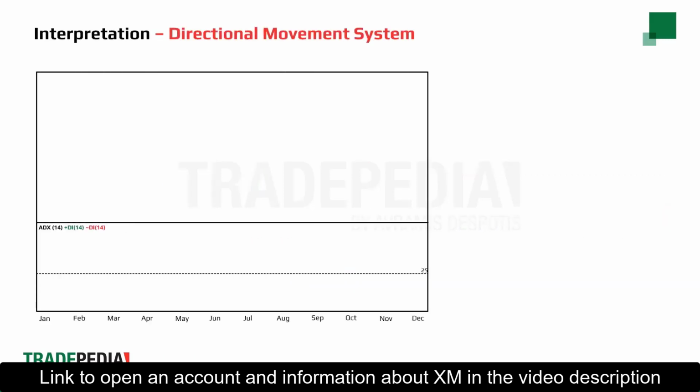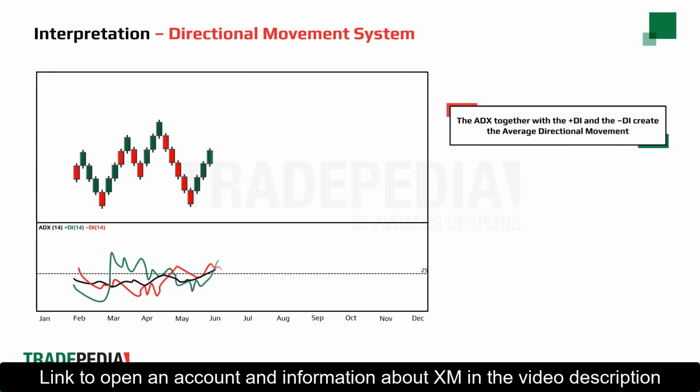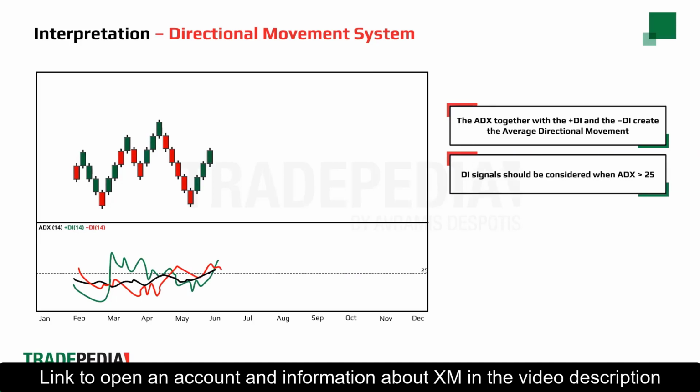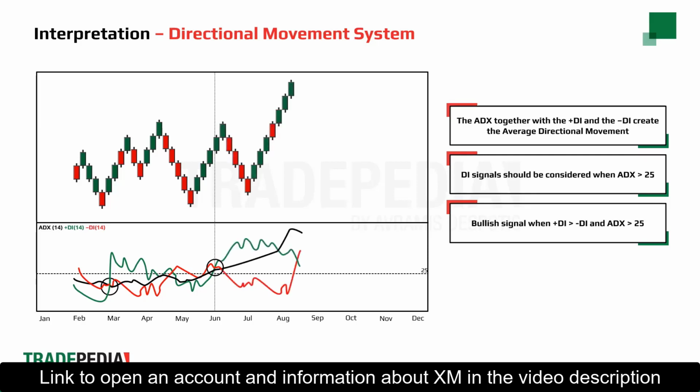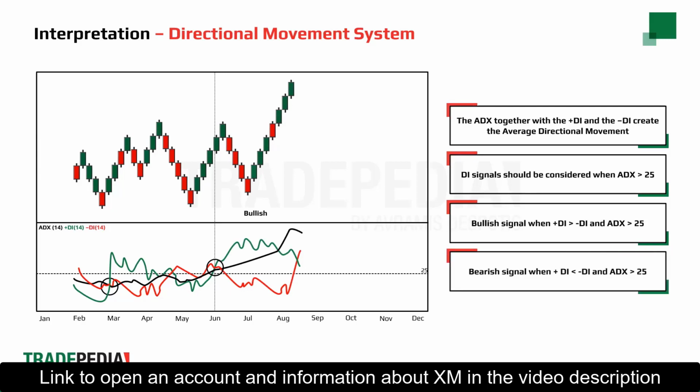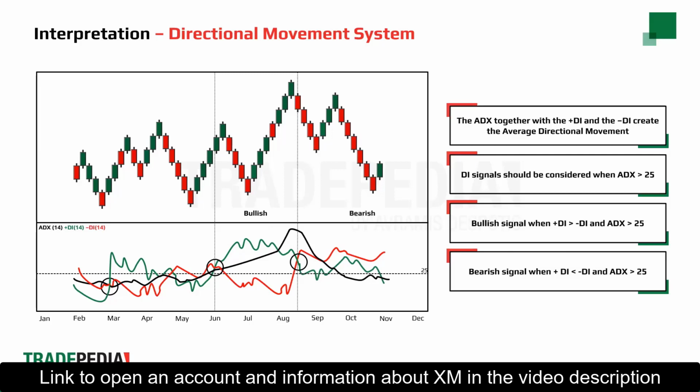The ADX together with the plus DI and the minus DI create the average directional movement system and should be interpreted together. Signals from plus and minus DIs should only be considered when ADX is greater than 25. The bullish signal we got when plus DI crossed above minus DI should not be acted upon as ADX was below 25. The next bullish signal, however, is confirmed by ADX being above 25. The bearish signal when plus DI crossed below minus DI is a valid signal as ADX is above 25.